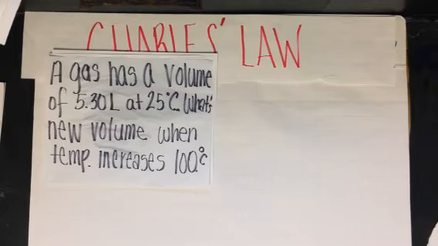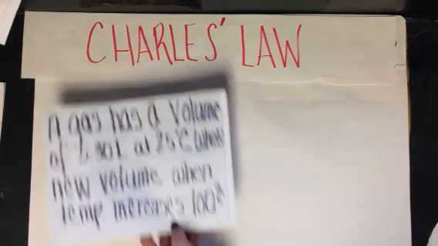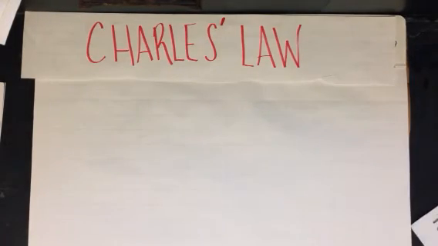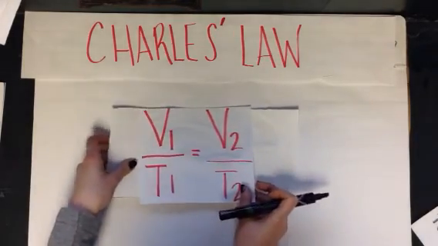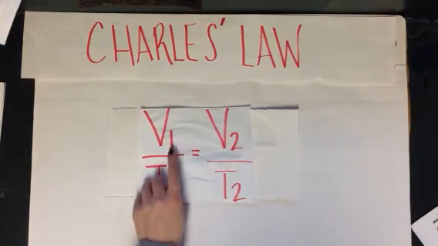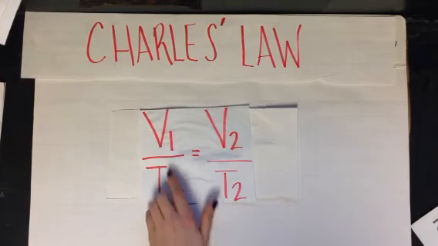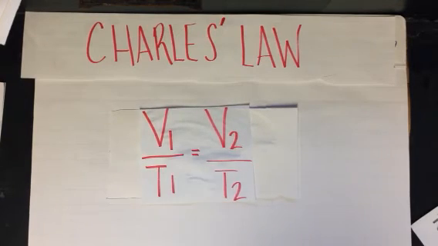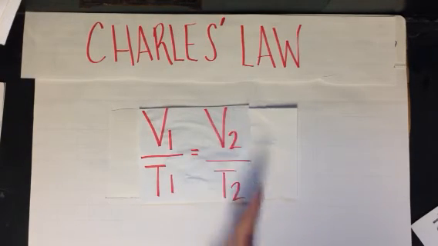All right, well, we're going to be needing a formula for this. So what is the formula? This is it right here. Take a second, write this down, box it in. My initial temperature and volume is equal to my final temperature and volume.